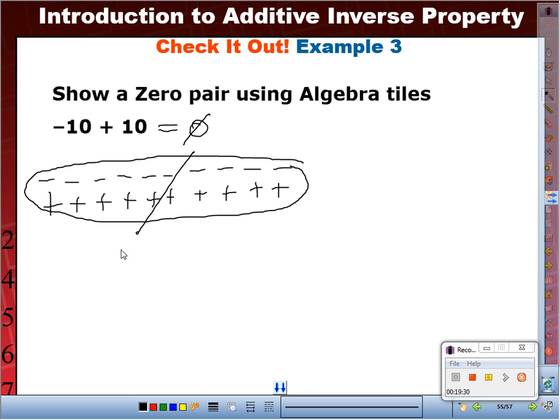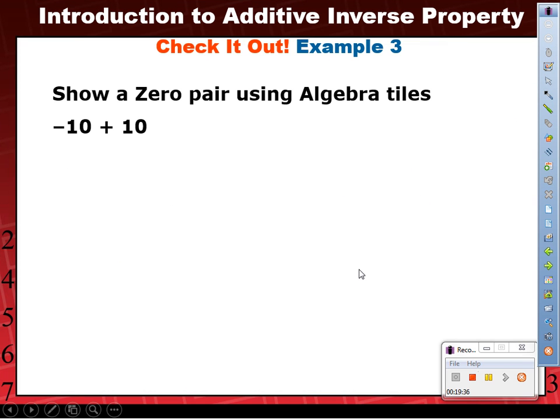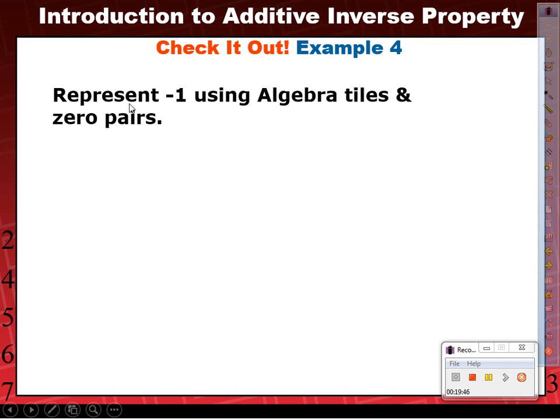Alright. So, copy this next one including the instructions. Example number 4. Copy that. Example 4, including the instructions. It says, represent -1 using algebra tiles and 0 pairs. Copy that.